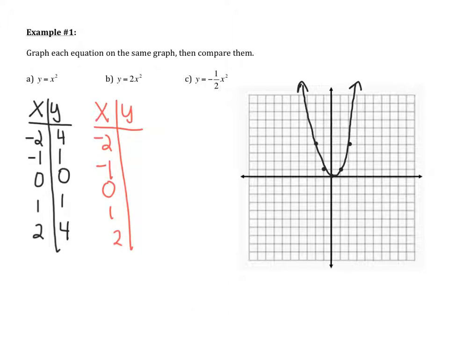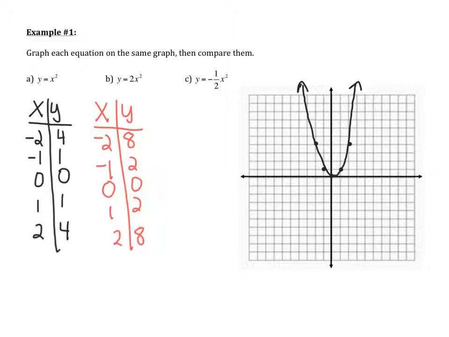We're going to do this one in red, so I've set it up from -2 to +2, just like I said before. And again, I'm going to take these numbers and just double them, since I know I'm going to be squaring the number and then multiplying by 2. So I would get 8, 2, 0, 2, and 8 for this graph.